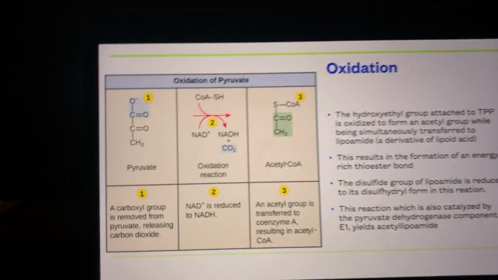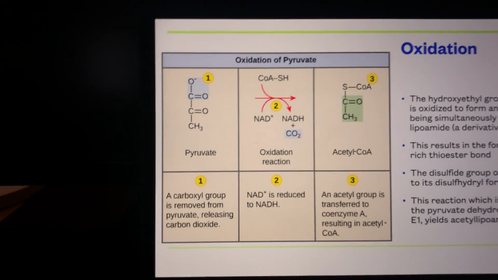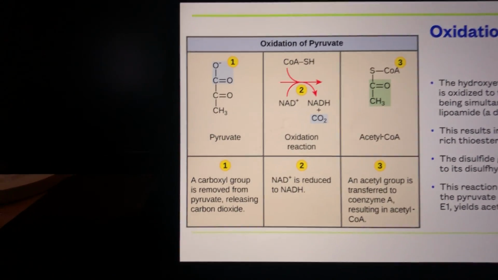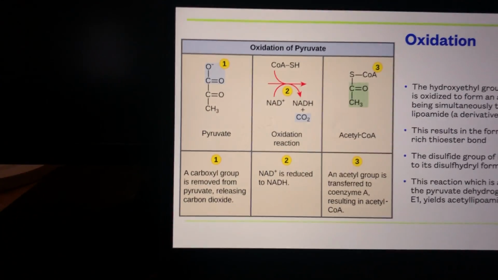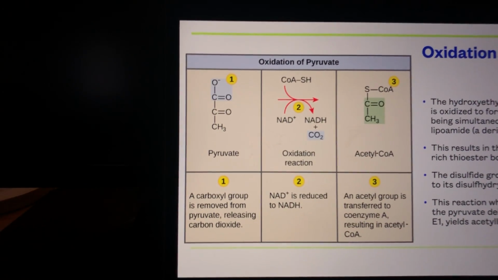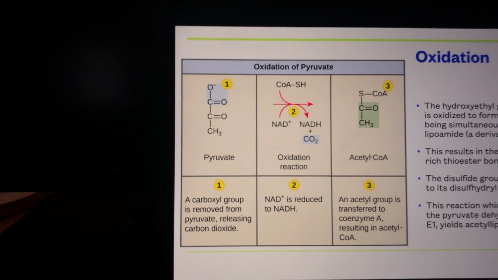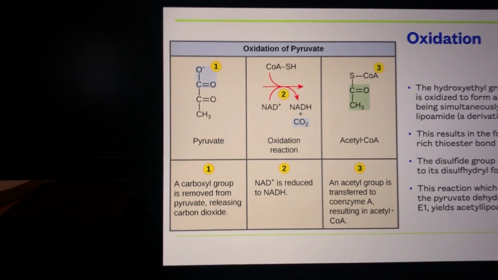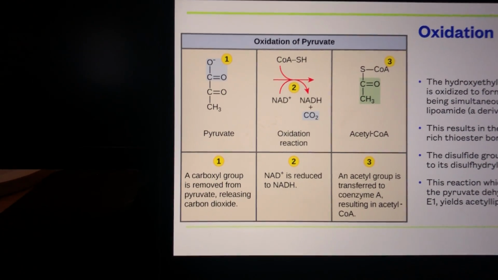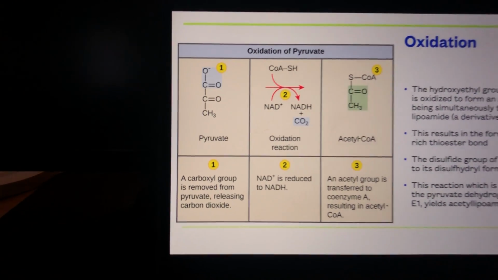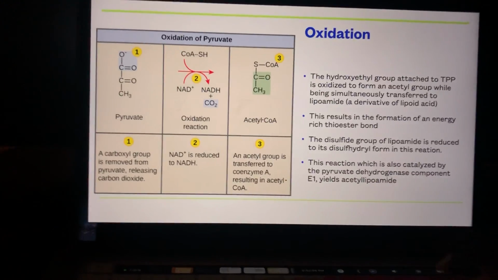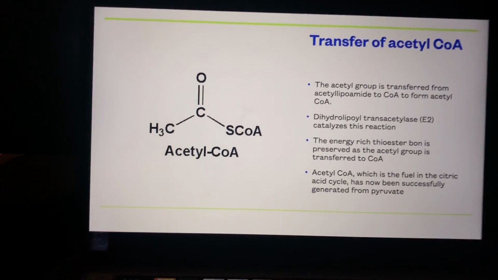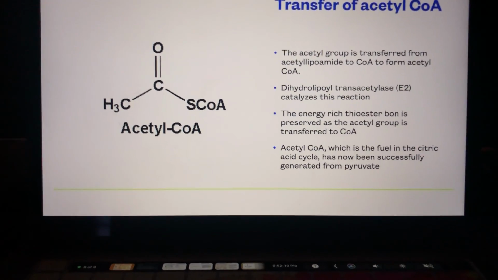And then another picture, which once again shows all the steps, but this one is more focused on the oxidation step. Up above it has the numbers, and then below it explains what's happening in each step. I thought it was a nice picture to explain what's going on. Sorry if it's dark. And then the last step is the transfer of acetyl CoA.